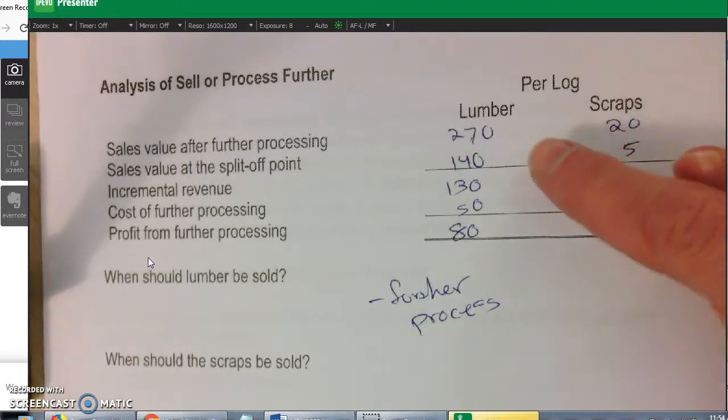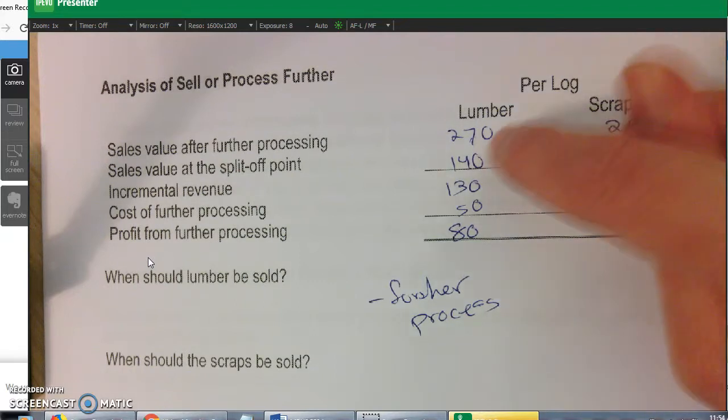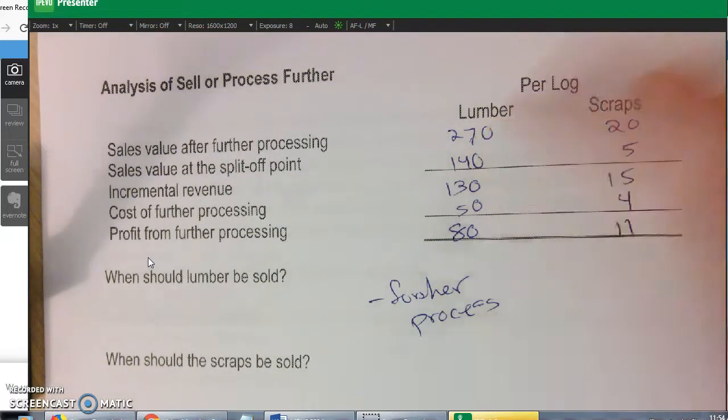So you can see 270 and 140 incremental revenue, 20 and 5 incremental revenue. Cost from further processing, which is given to me on the prior page. In either case, you get a profit from further processing, so you should further process both. What we don't have in this analysis are those joint costs, because those would be sunk. Regardless of whether or not we further process or sell it at the split off point, we incur those costs, so they don't matter. Thank you.